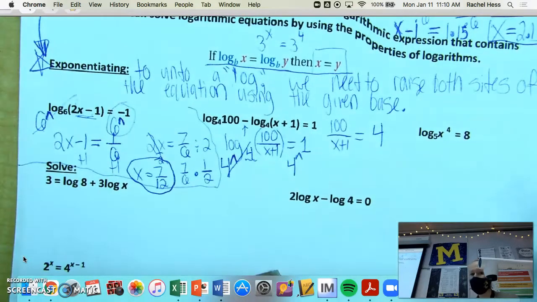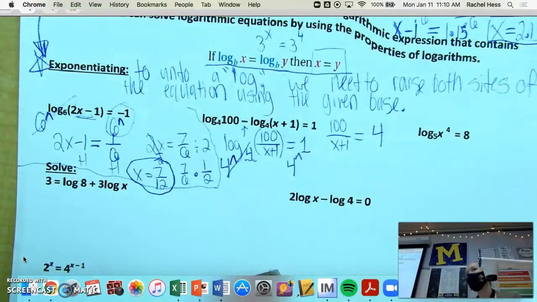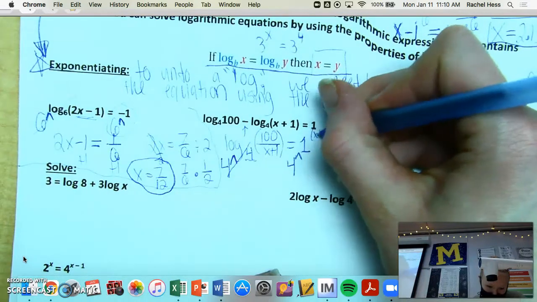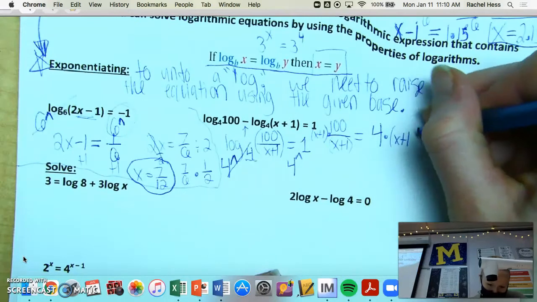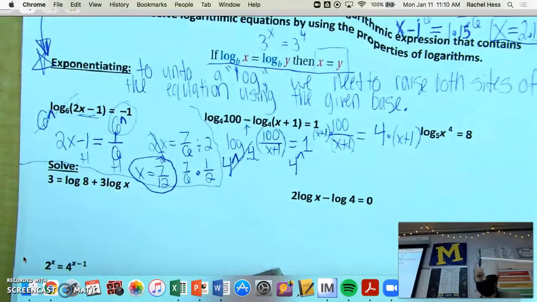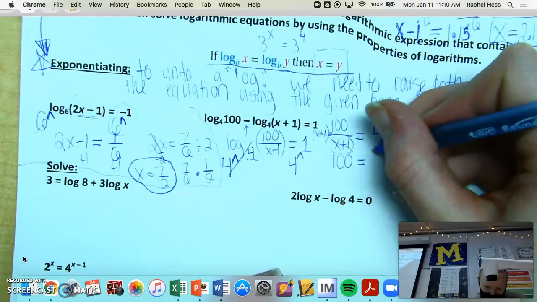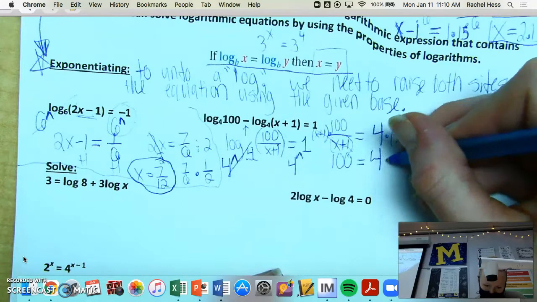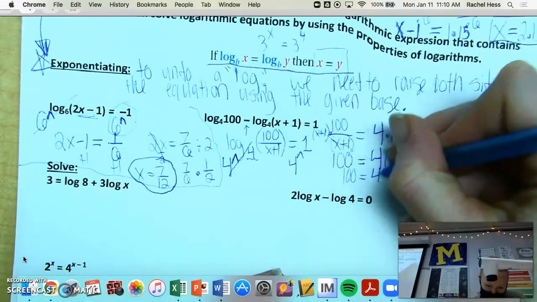Once I get to this point, this is a little confusing. Solving for x, when x is in the denominator, you got to get it out of the denominator. So what I'm going to do is take my x plus 1, and multiply both sides of my equation by x plus 1 to get that out of the denominator. So here I'm going to get 100 is equal to 4 times x plus 1, which is going to give me 4x plus 4.